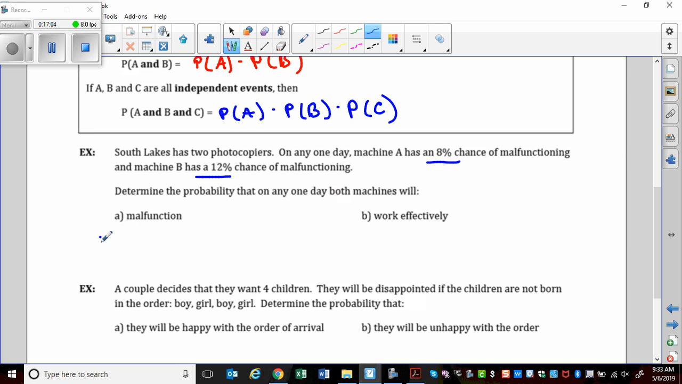Well, the probability of A and B is the probability of A times the probability of B. The probability of A is, we have to move that decimal spot over twice, so it's 0.08 times the probability of B, which is 0.12 after moving the decimal spot over. And I think this is equal to 0.0096.